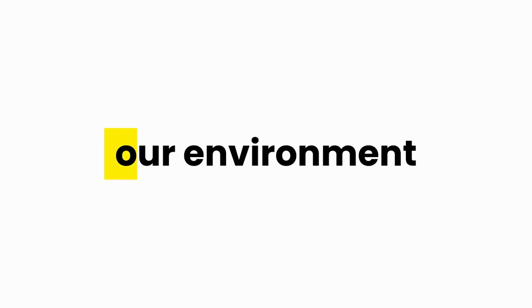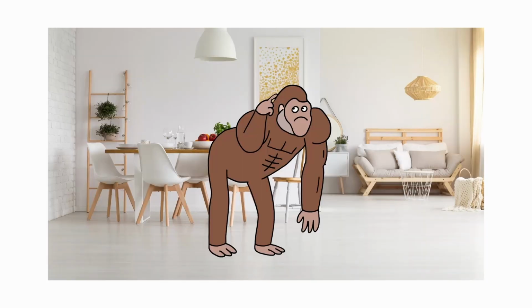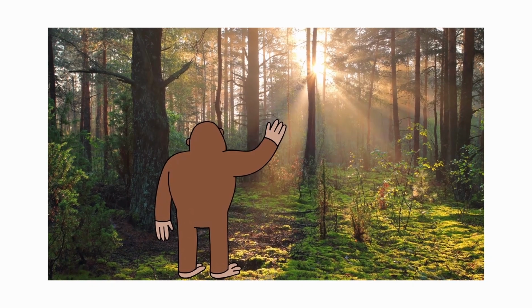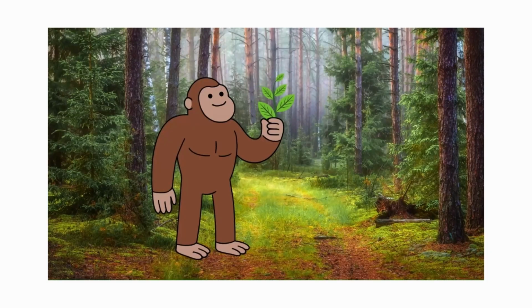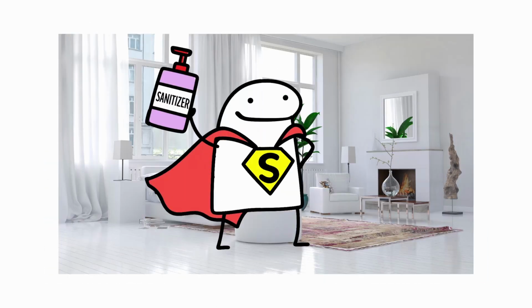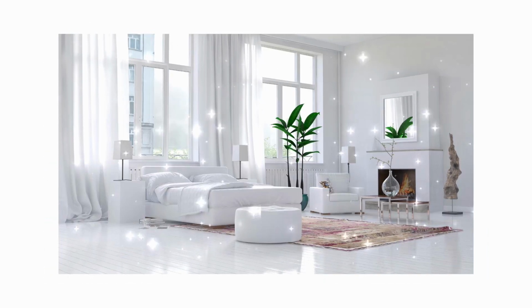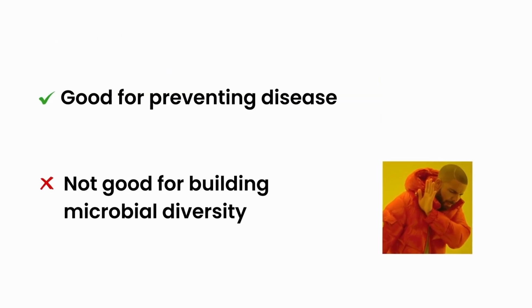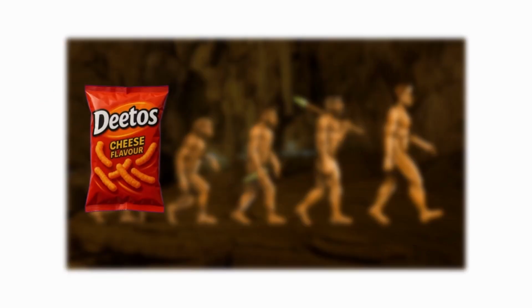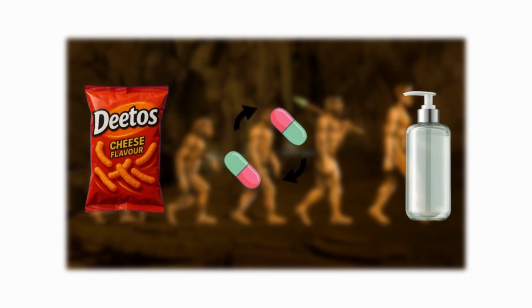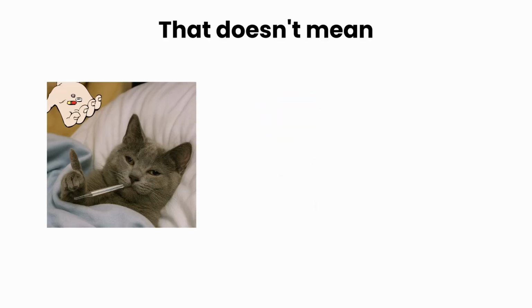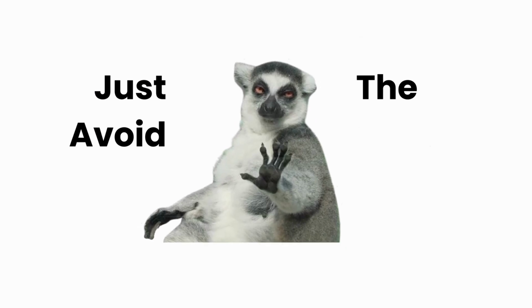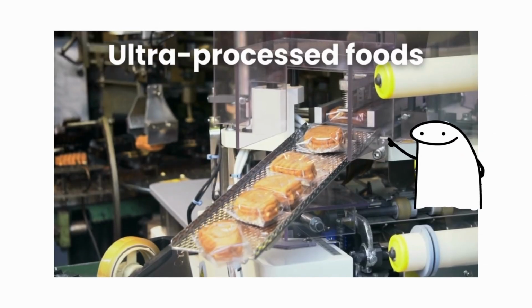And finally, our environment. We didn't evolve in sanitized apartments. We evolved outdoors, touching grass, animals, plants, microbes. That exposure used to be normal. Now we've gone all in on antibacterial everything. Sanitizers, disinfectants, hypersterile indoor living. Good for preventing disease, not so good for building microbial diversity. We didn't evolve with processed food, constant antibiotics, or sanitizer. Now, that doesn't mean you should stop medicine or hygiene. Just avoid the overuse. But this is worth ditching completely.